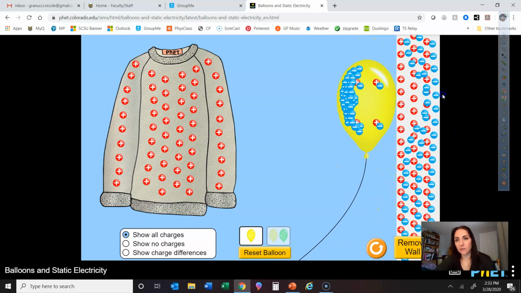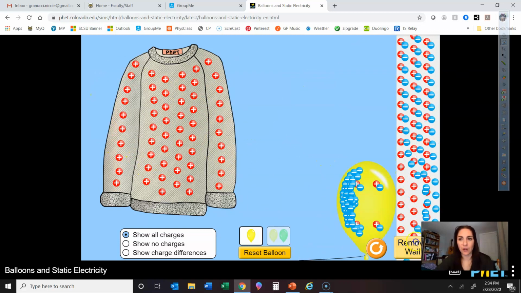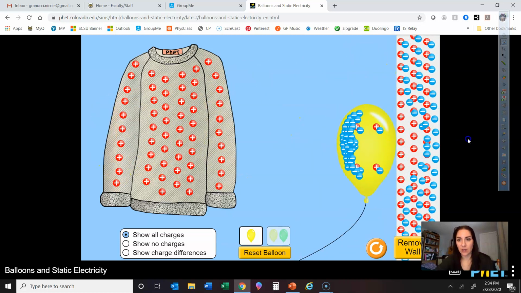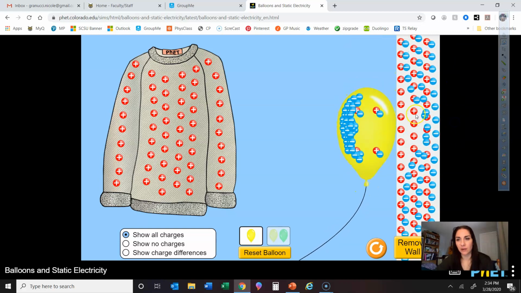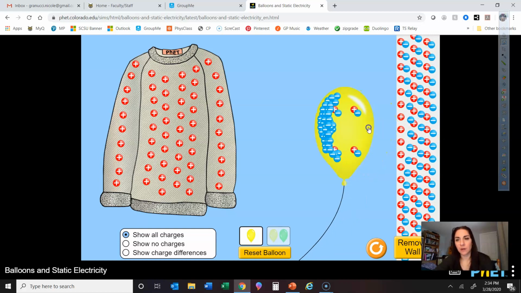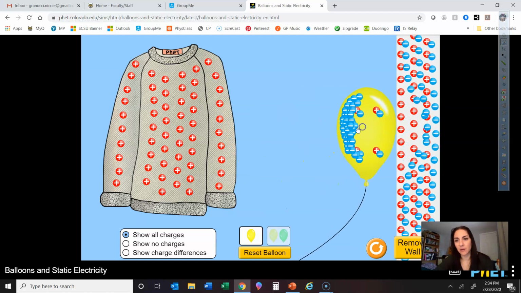Now, first of all, I hope you notice that the positive charges in both cases never move, right? They're fixed in the atom. They're not going to transfer ever. So notice that the wall charges don't move. But if I leave it right here, we could see that there's a slight positive charge toward the balloon and a slight negative charge away from the balloon. The negatives push away the negatives, and the balloon is now attracted to that spot. See, if I let go of my mouse right there, it gets attracted.